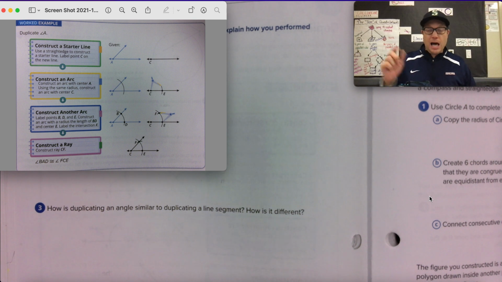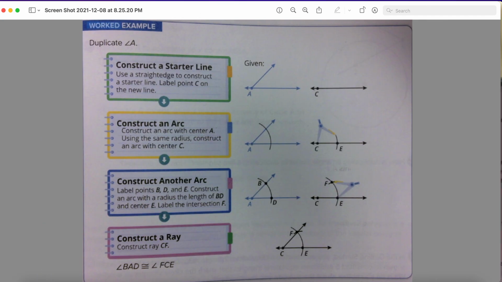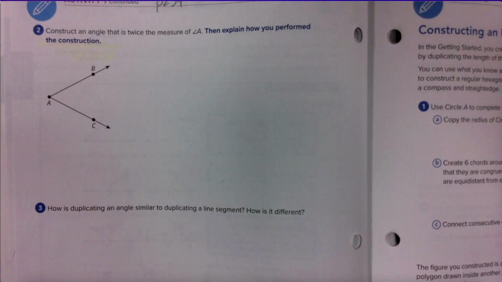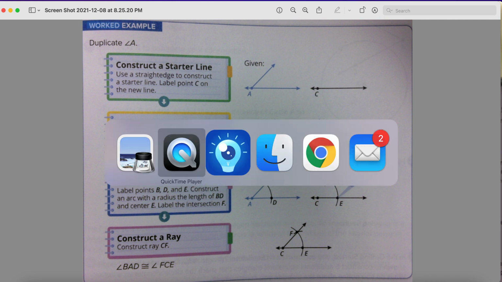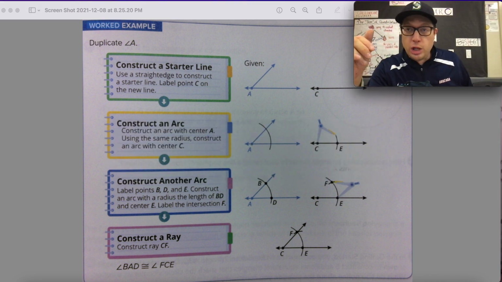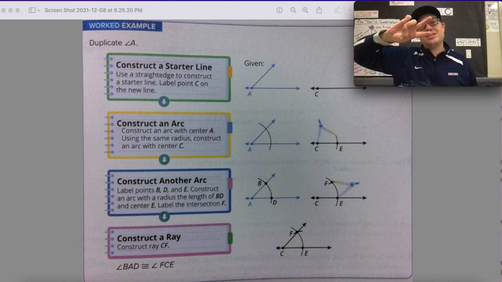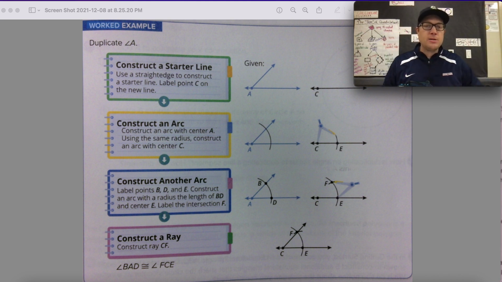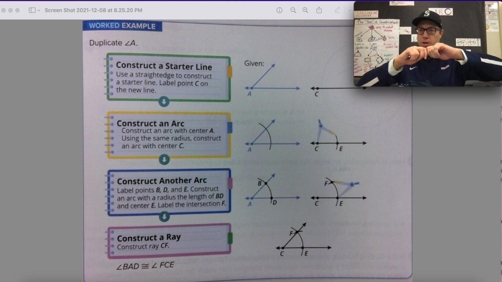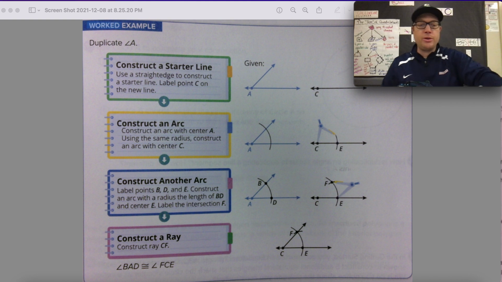Here are the steps that we followed along the way. So a little reminder, or flip back a page, or however you're going to handle it. So number 1, it says construct a starter line. So use a straight edge to construct a starter line, label point C. Construct an arc. We have to do one arc, then we have to do a second arc that's the same, like spread out where the angles cross. And then last of all, we're going to copy that arc back to where we're supposed to duplicate the angle and draw a ray through it.